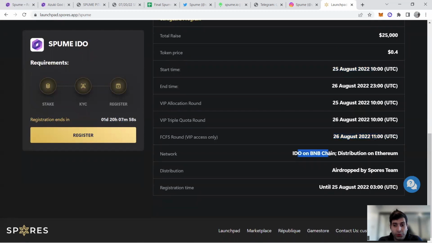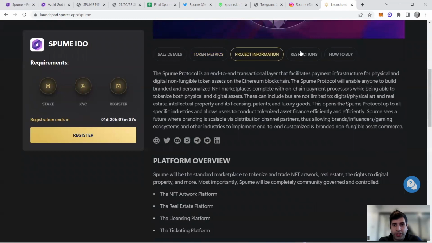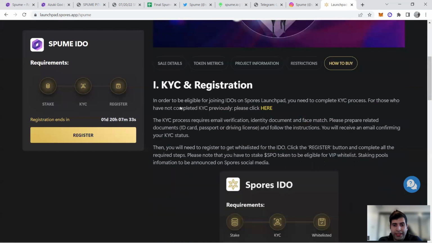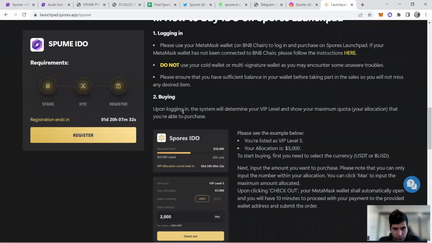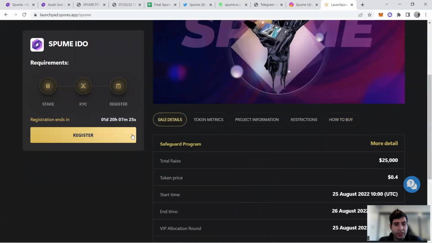So as I said, you invest in BNB. The distribution is on Ethereum. You have until the 25th, which is probably 2 days, to participate in the registration. The token will be airdropped by the Spores team. They've got all the token metrics that you want, and they have all the project information, restrictions, and also how to buy, basically. So all of the information that you need for the project is here.